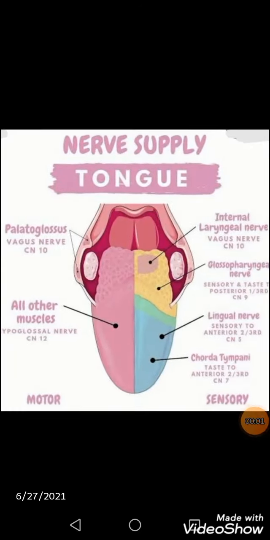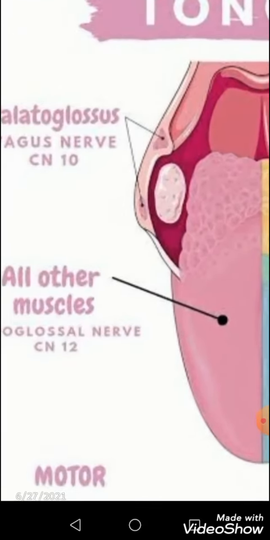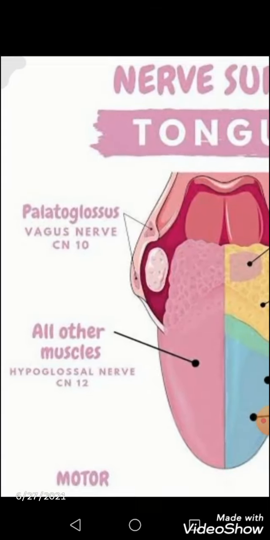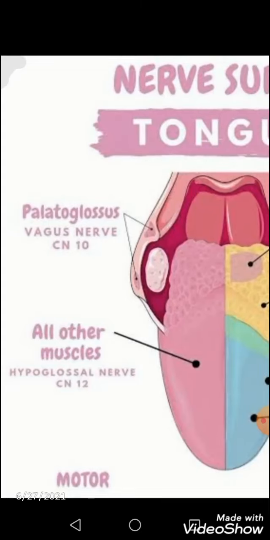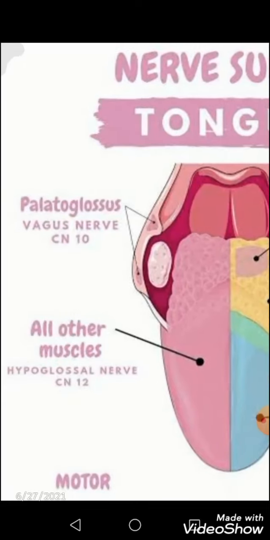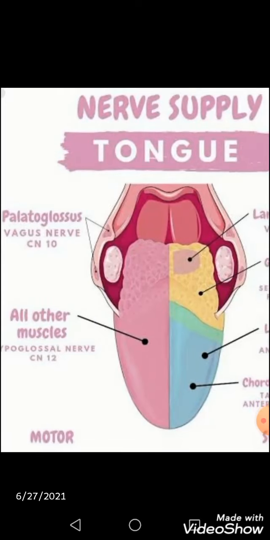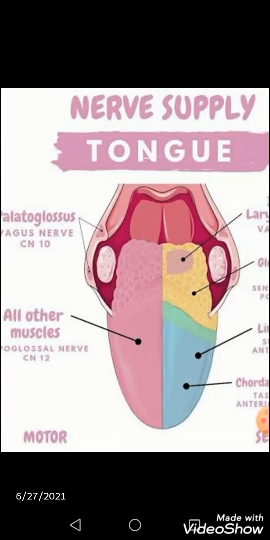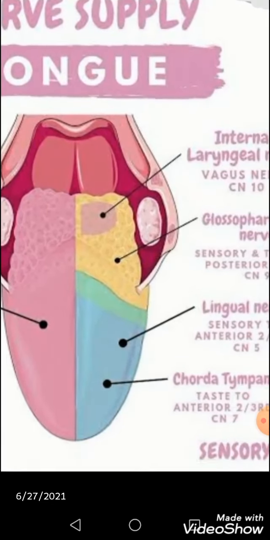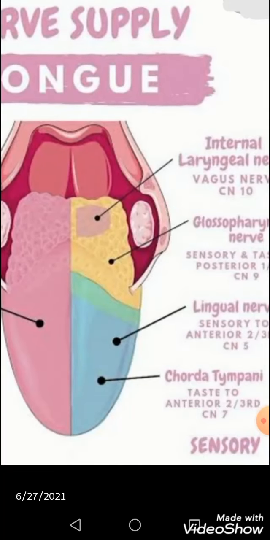About the nerve supply of the tongue, all the muscles of your tongue are supplied by the hypoglossal nerve except the palatoglossus, which is a palatine muscle, and is supplied by the pharyngeal plexus, and we know that this plexus is formed by the 9th and 10th cranial nerves. And now for the general and special sensation, we have to mark that the anterior 2/3 of the tongue for taste sensation is carried through the chorda tympani branch of the facial nerve, right?